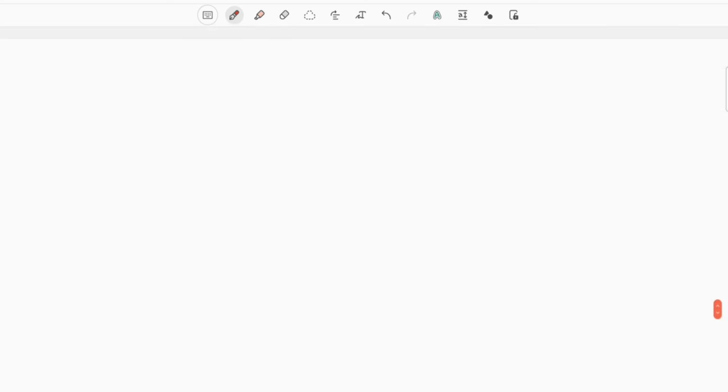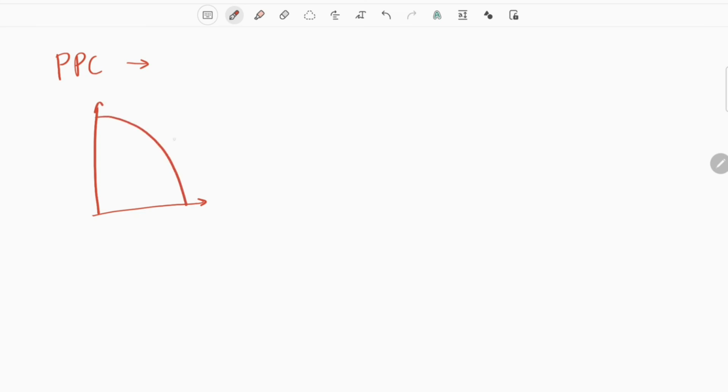So let's try to summarize what we discussed so far. PPC is a curve, right, that we use to show the maximum possible output combinations that we can produce by using the existing resources of the country. And we can use the PPC curve to show different concepts such as full employment, which is on the curve, and if it is a point inside the curve, we call it unemployment, and if the point is outside the curve, we call it scarcity.